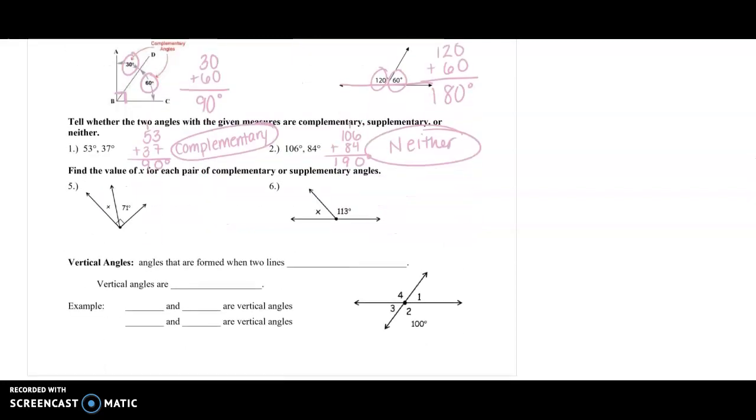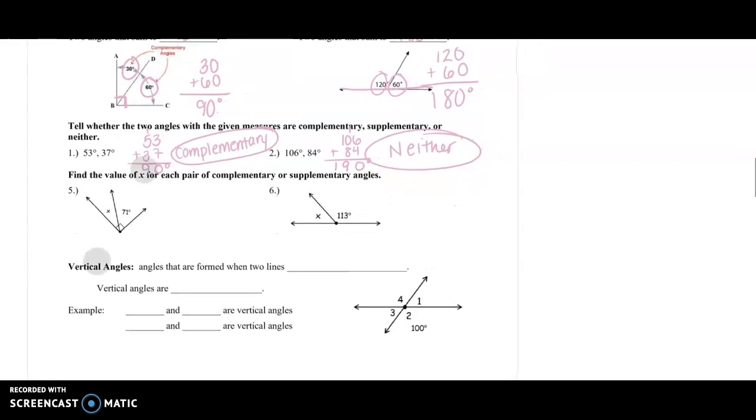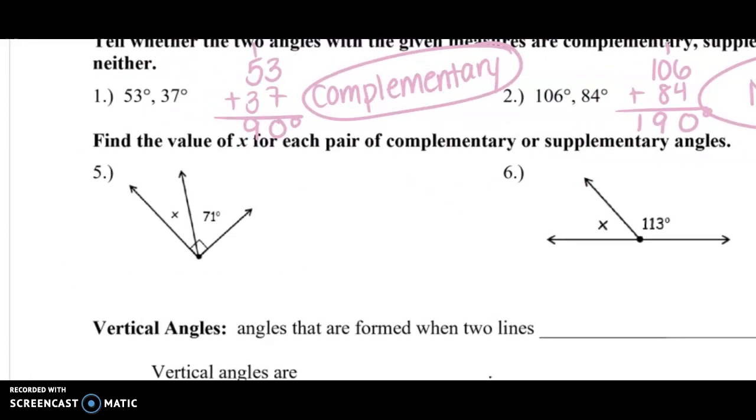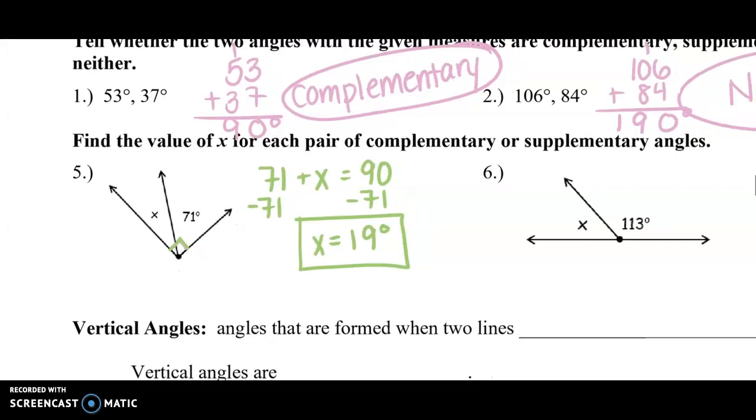Next two problems say find the value of x for each pair of complementary or supplementary angles. So looking at this first problem, I see that there's the right angle. So that means I know that they are going to be complementary. They'll add up to 90. So 71 plus x has to equal 90. So I need to figure out what x is. I can subtract 71 from both sides. So x would give me 19 degrees. That's what the measure of that angle would have to be in order to make this a complementary angle.